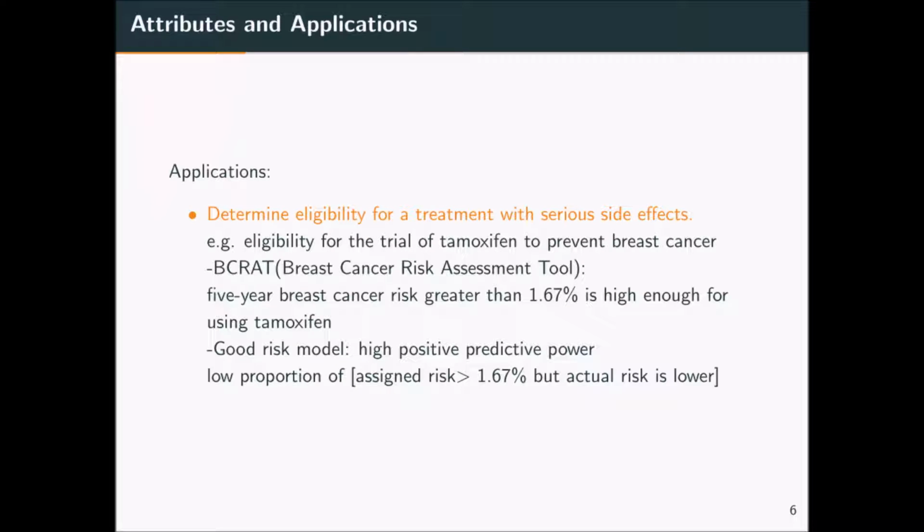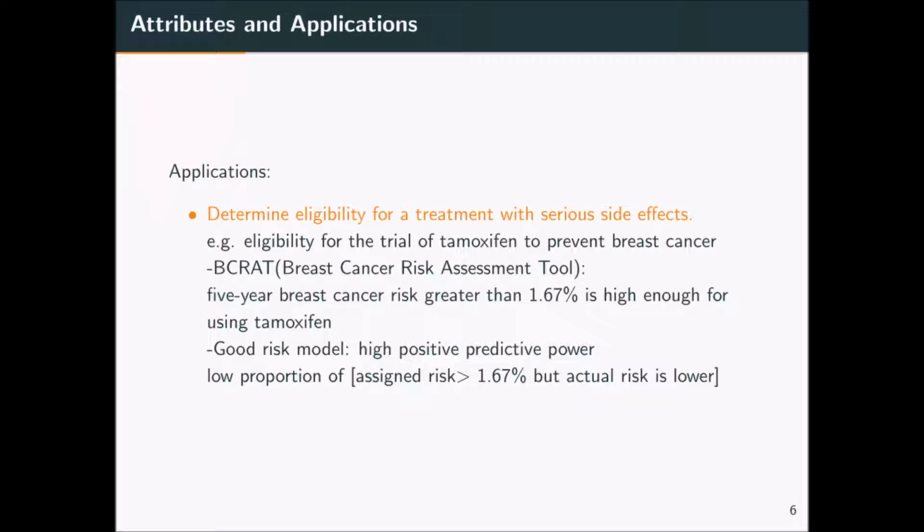In the medical field, the health risk model is widely used in three kinds of applications. The first application is to determine eligibility for a randomized clinical trial involving a treatment with serious side effects. For example, we should use the risk model to determine if it is necessary to use tamoxifen to prevent breast cancer, as it may cause other diseases.